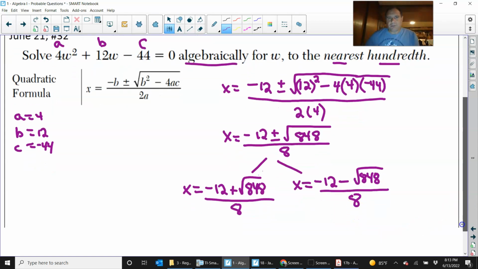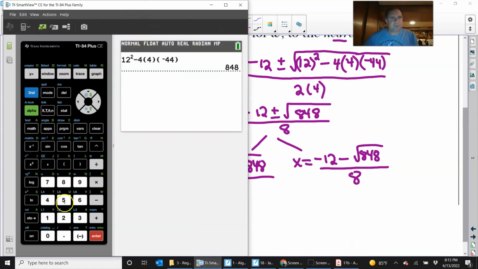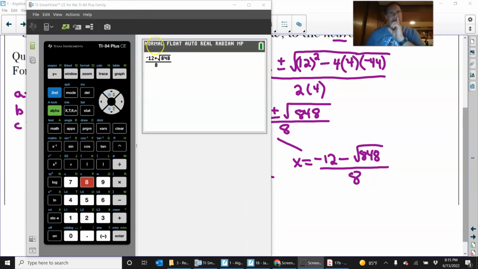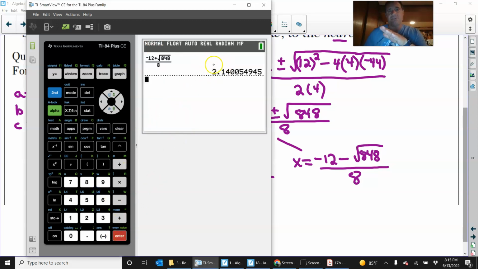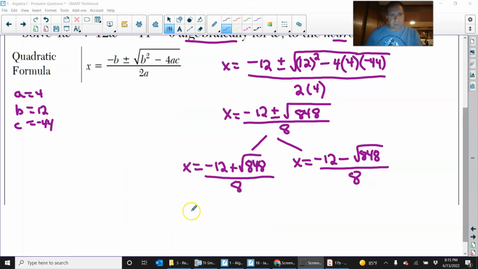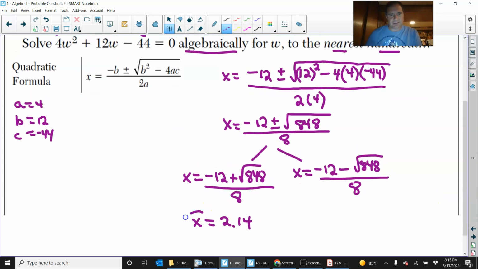Grab your calculator. So I put negative 12 plus square root of 848 over 8 in the calculator. I'm going to press enter, and I'm going to get my first root, which is 2.14. All right, so x equals 2.14. Round it to the nearest hundredth. Just let me check to see. Yes. So this is 1 root.